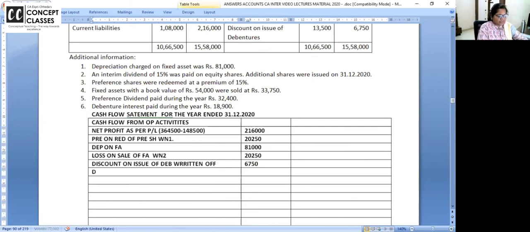Yes. Dividend paid is a cash expense, but it's not related to operating activities. So dividend paid, you have to add back: 60,750. These are all add, so I'm not writing add each time. Clear? Interim dividend. Preference shares redeem, we have already done. Fixed assets with a book value of 54,000, that is done.